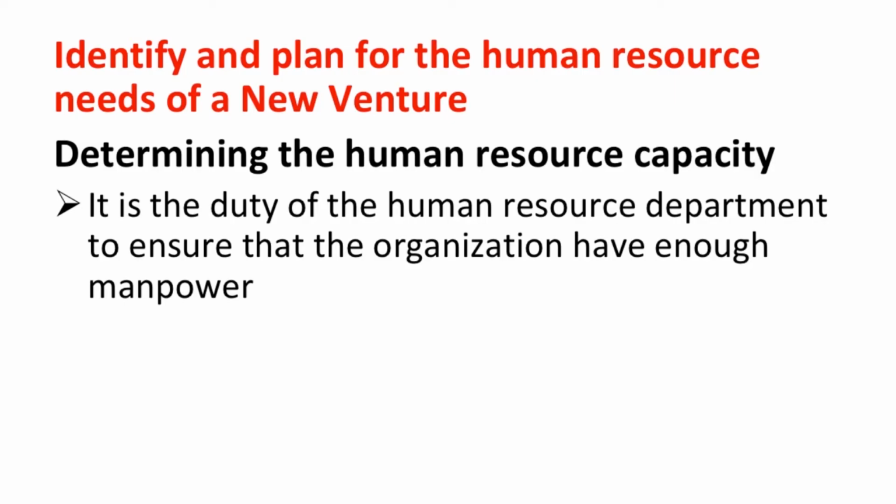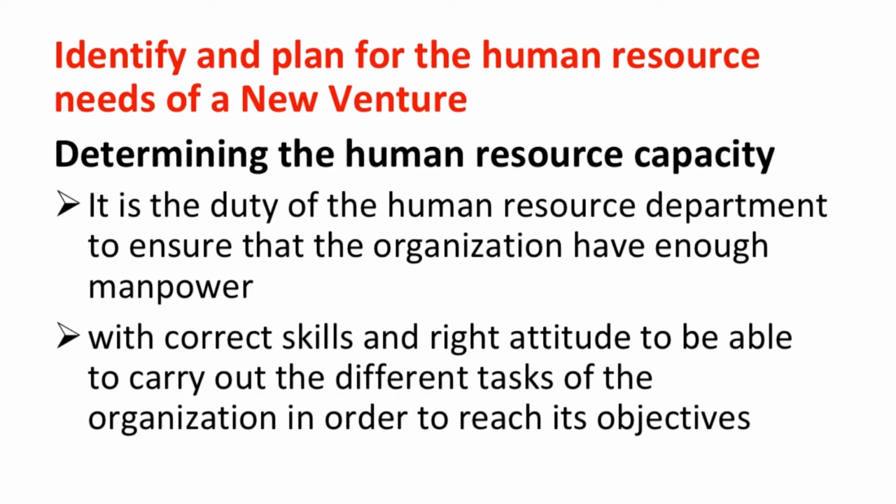The human resource, it is the duty of this department to ensure that the organization has enough manpower. Remember, when we talk in terms of manpower, we're not talking about force, but we're talking about the number of people within the organization. Now, when the human resource department looks at the manpower, it also needs to look at people with the correct skills and the right attitude, to be able to carry out the different tasks of the organization in order to reach its objectives. Remember, the organization has objectives that it wants to meet.